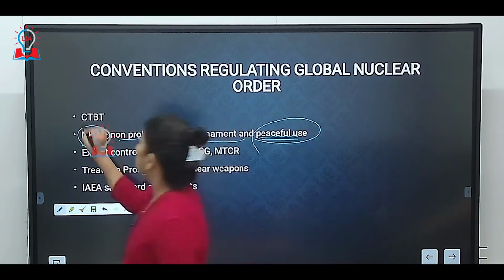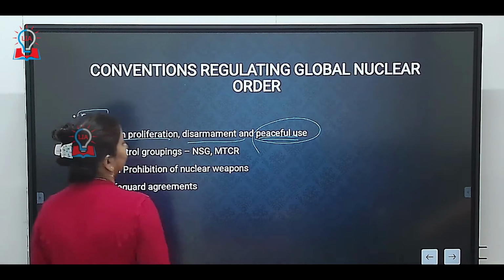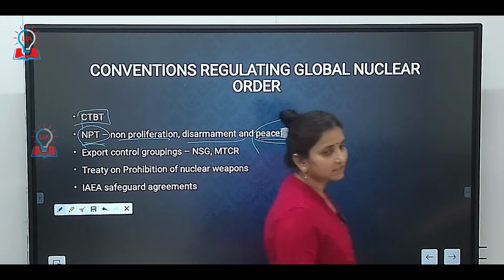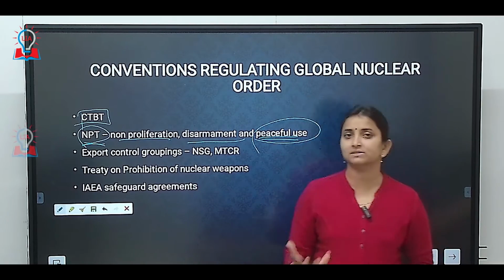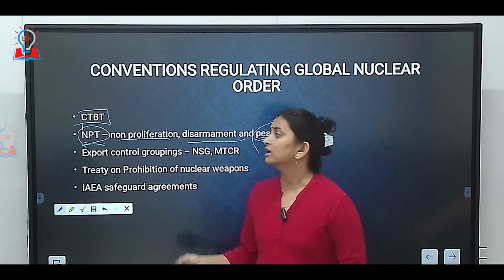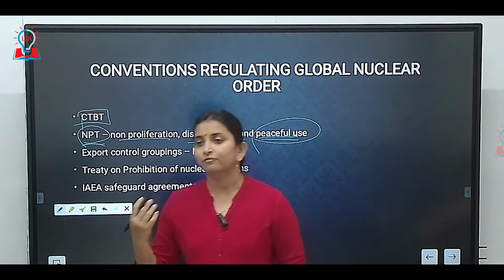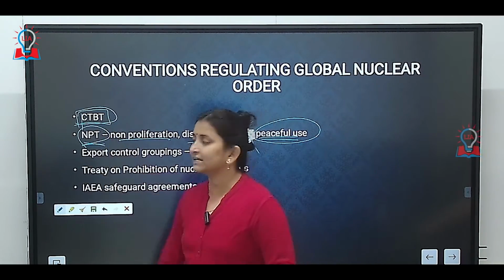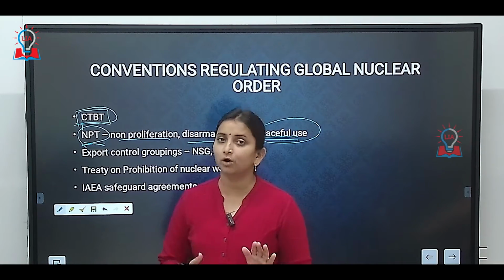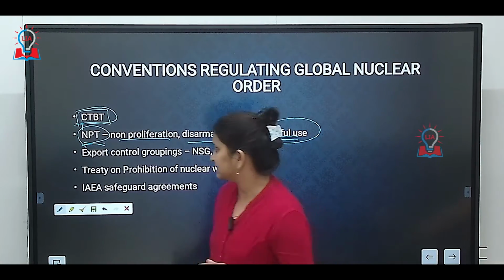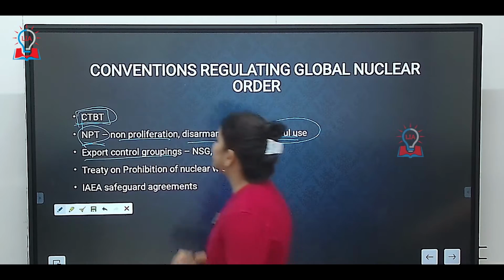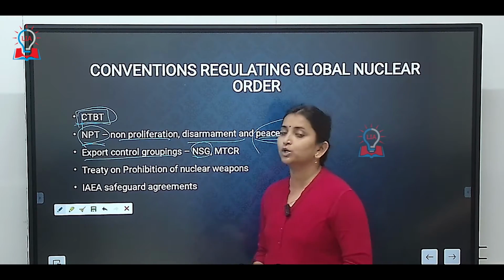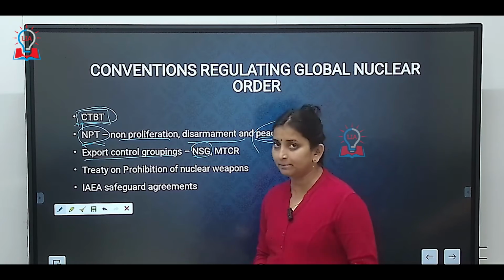Apart from this, the Comprehensive Test Ban Treaty says that tests should not be carried out for nuclear missiles, for civilian purposes also, and for military purposes also. This banning was proposed by the Comprehensive Test Ban Treaty, CTBT. Plus we also have export control groupings. So export of nuclear fuel to non-NSG members should not be carried out.